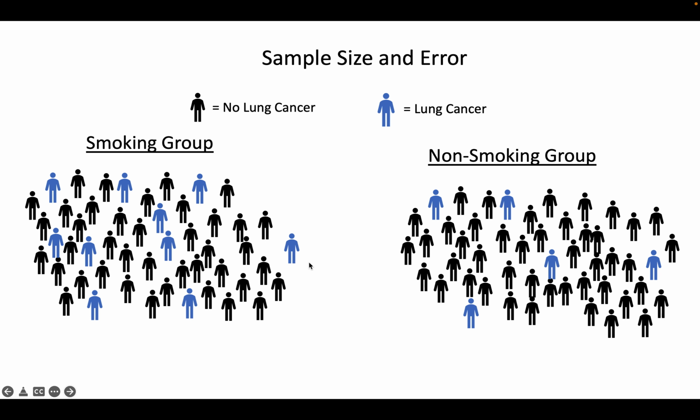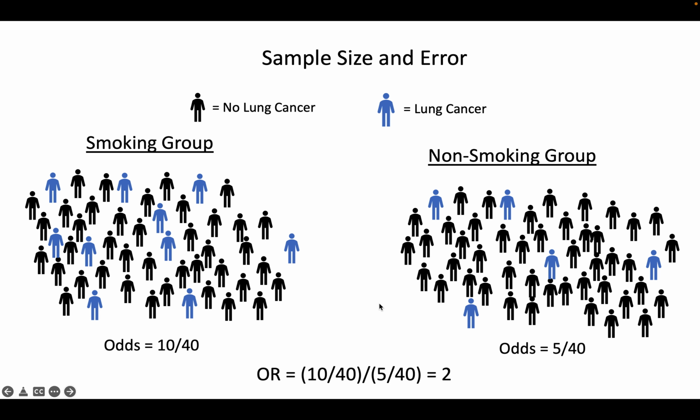This is from my sample size video. Let's say we have a smoking group and a non-smoking group, and we have lung cancer people colored blue and no lung cancer people colored black. This is a pretty small sample size in the two groups. 10 of the 40 people here had lung cancer, and 5 of the 40 people in the non-smoking group had cancer. So we find that if you're a smoker, you're 2 times more likely to get lung cancer.